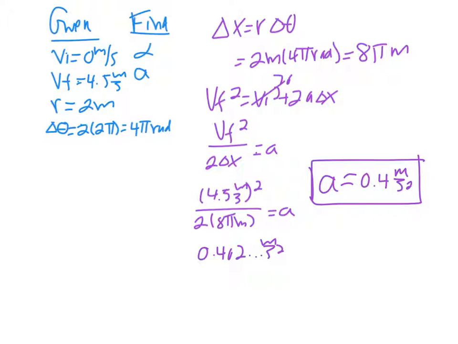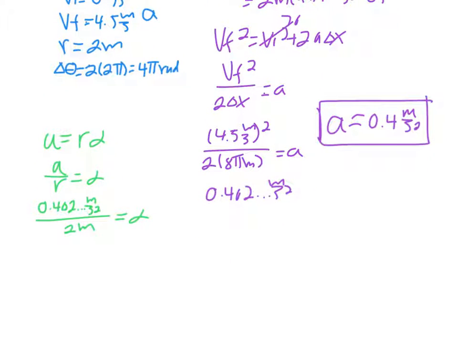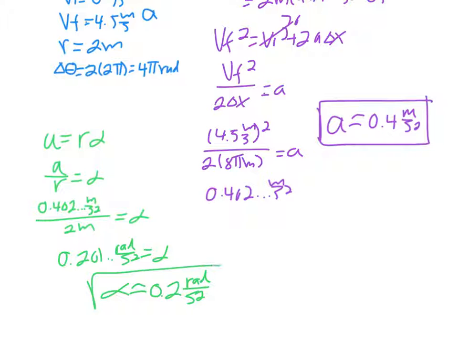Part A, looking for my angular acceleration. a equals r alpha, so a over r equals alpha. My unrounded 0.402 keeps on going, meters per second squared divided by 2 meters equals alpha. Dividing that out, we get 0.201, keeps on going, radians per second squared. So angular acceleration is about equal to 0.2 radians per second squared.